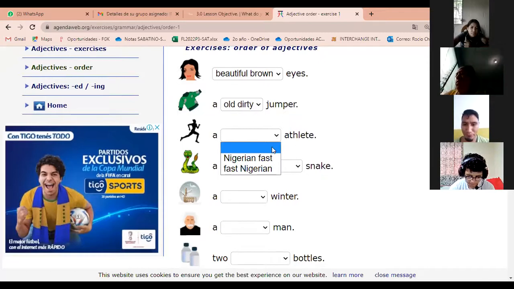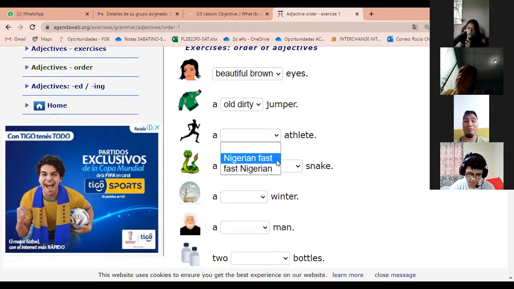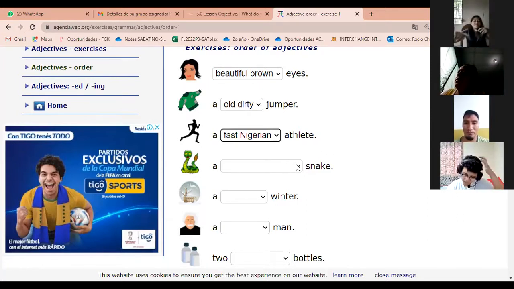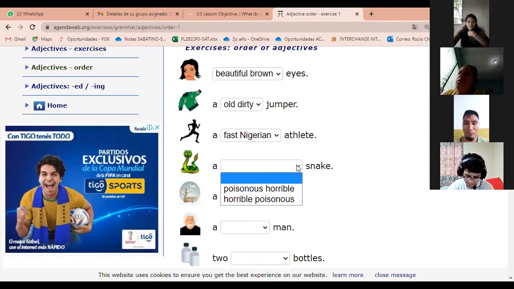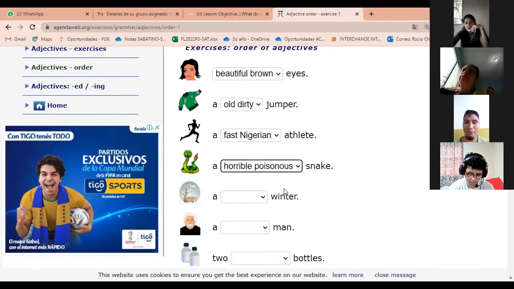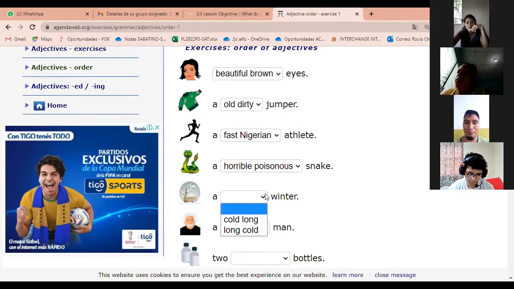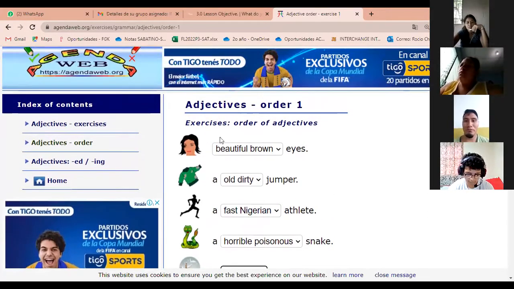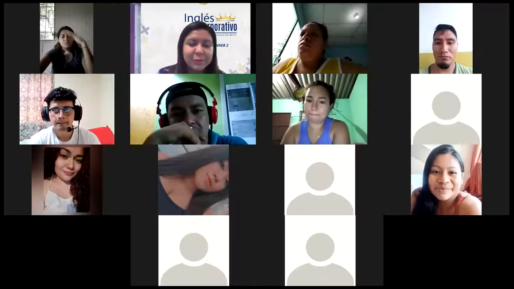A Nigerian fast athlete or a fast Nigerian athlete? Fast Nigerian? Yes. And the last, because of the time, we finish with this one. A poisonous, horrible snake or a horrible, poisonous snake? Horrible. Oh, so no. A cold long winter or a long cold winter? Long cold winter. Exactly. Well, because of the time, we're going to stop here with this exercise because it's 2 p.m.